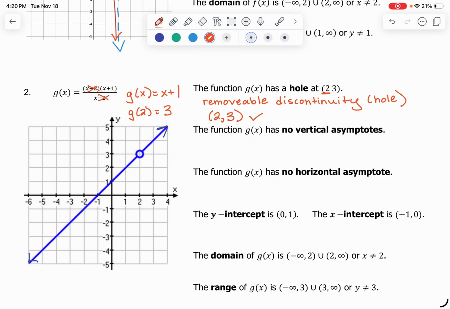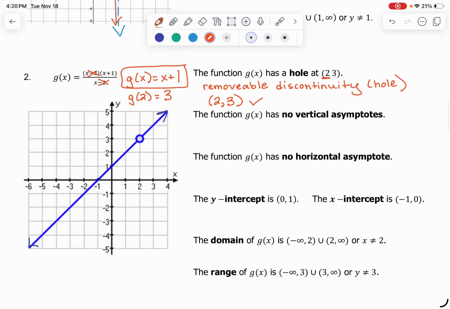Now, once we simplified, we don't have any other issues in the denominator. A hole cannot also be a vertical asymptote, so this function has no vertical asymptotes. If we look at the graph, there's also no horizontal asymptotes. The function is not approaching the same value on the left side as it is on the right side, so we do not have a horizontal asymptote.